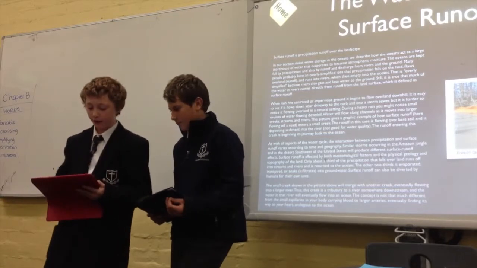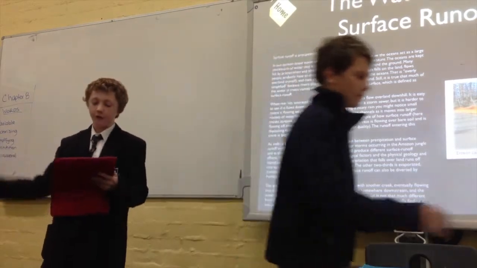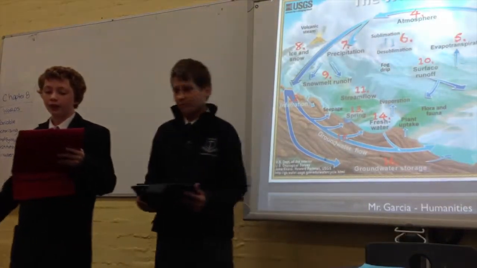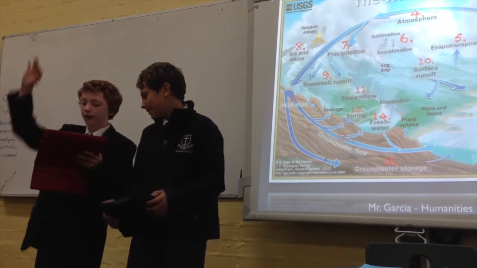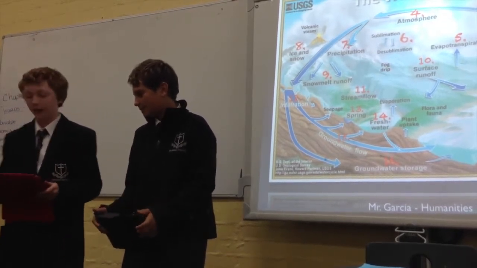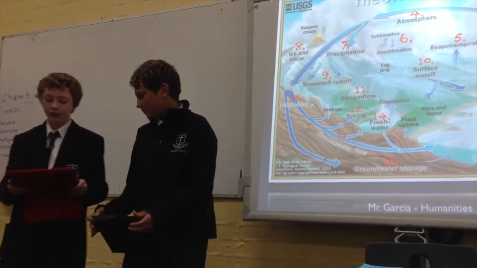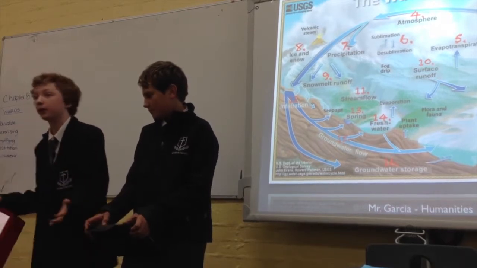So anyway, with the water cycle, water from the oceans and rivers heats up and rises to the sky. This is evaporation. It then cools down and clusters together to make clouds. This is condensation. And then the clouds get so heavy that water droplets fall down. This is rain.